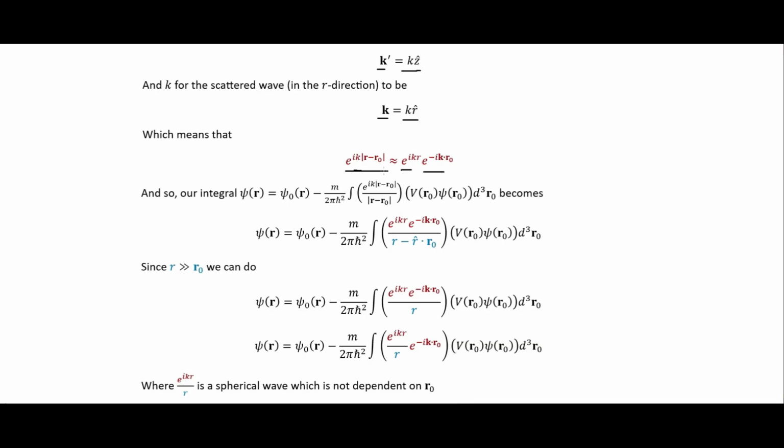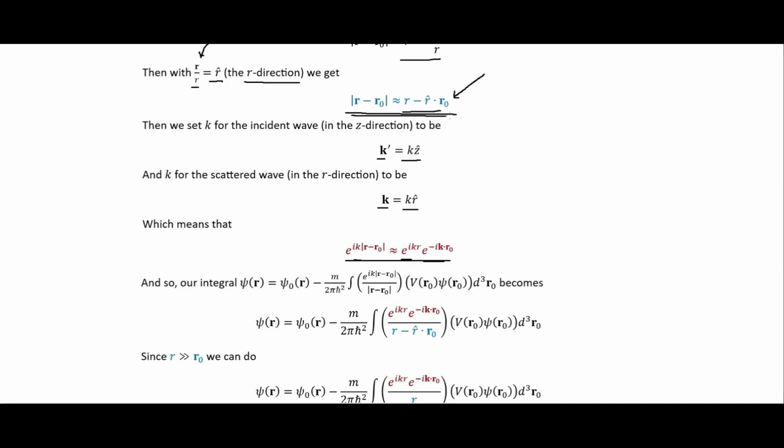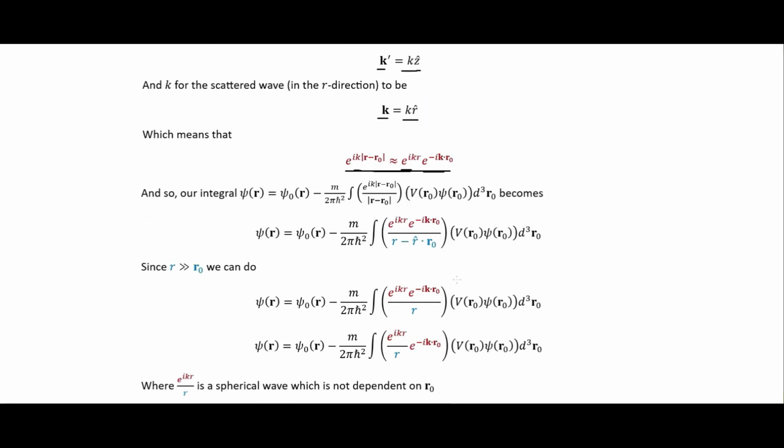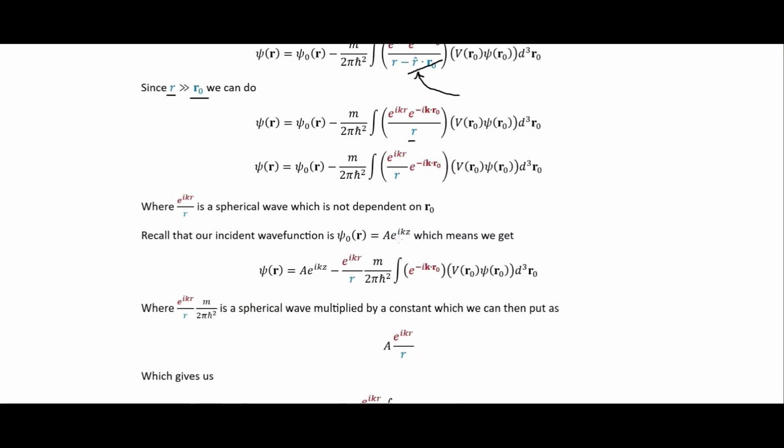And so remember, this is what we will have here in our integral form of the Schrodinger equation. So we take this blue thing that we got and this red thing that we got, and then we put it into our Schrodinger equation right here. But once again, our r is much greater than the r sub naught, so we can sort of cancel that out, and we end up with just the r in here. Then we just kind of shift some things around to get it in this form, where what we have right here is a spherical wave, and it's not dependent on this r sub naught.